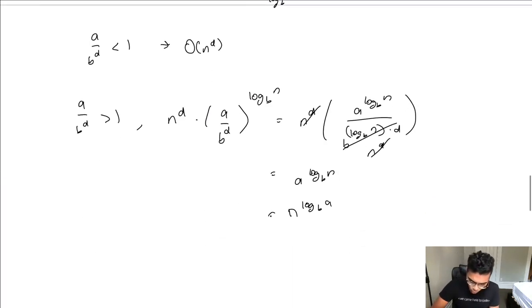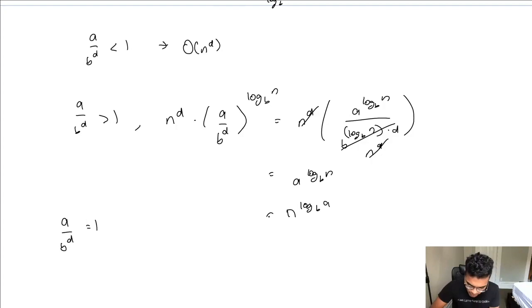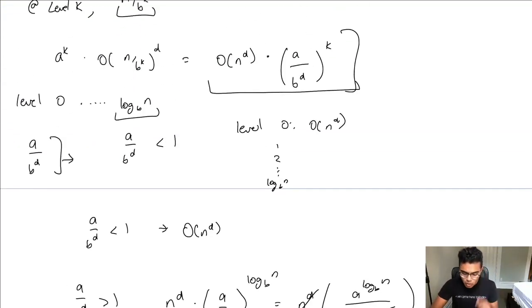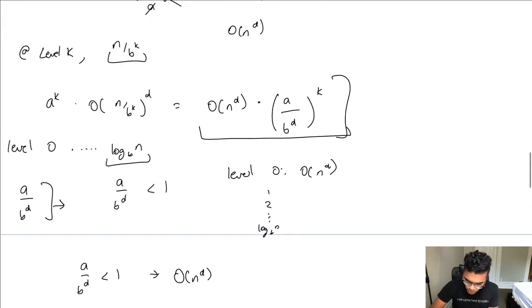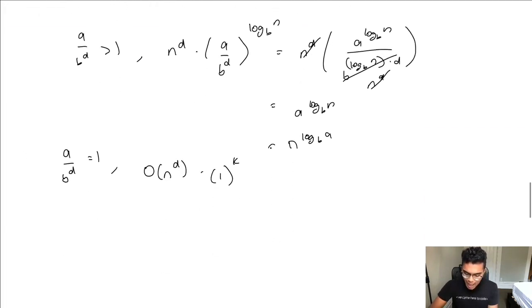And so in the last case, when a over b to the d is equal to 1, we can state that every single level we have O of n to the d work. Why? Because our multiplication now becomes O of n to the d times 1 to the k. And so at every single level, we're doing O of n to the d work. And how many levels are there? There are log n, right? Because we're doing log b of n, but b is just a constant. So log n levels times O of n to the d work. And this will go ahead and give us the final answer.